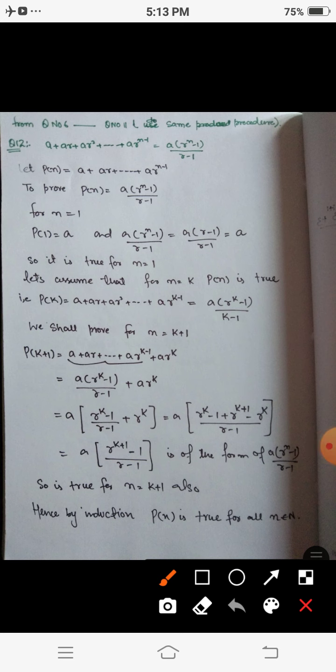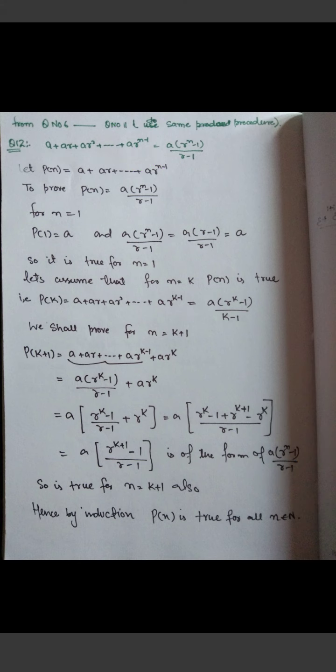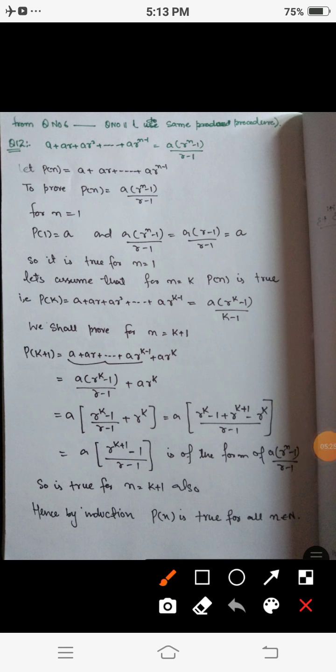Now we have to prove that this equals this. The given statement contains n, so we shall use the principle of mathematical induction. Let P of n be a plus ar plus ar square plus so on to ar raised to power n minus 1. That is, we have to prove that P of n is a into (r raised to power n minus 1) upon r minus 1. In induction we prove the result firstly for the smaller values, then we assume it for any arbitrary value, then we prove it for its successor. This is the procedure of mathematical induction.